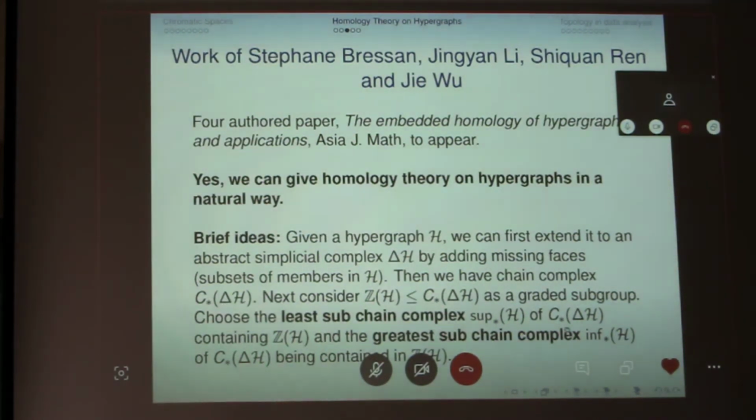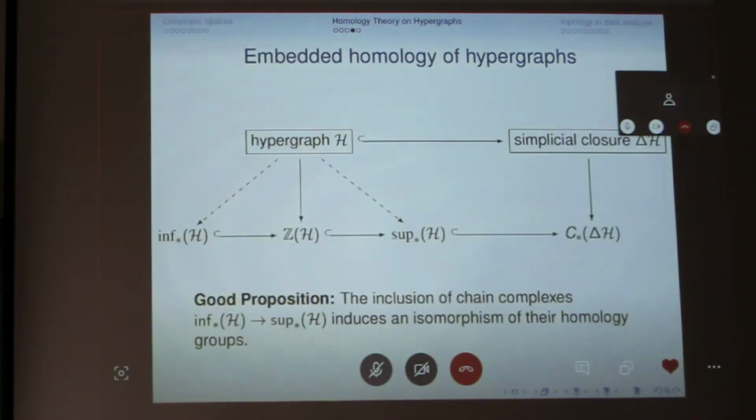Okay, so we get two of these. One's chromatic. Okay, so do that. And then what comes out as a very interesting observation is the homology. Okay, so we have a nice curve. So this is the lower bound and upper bound. They induce an isomorphism of homology.